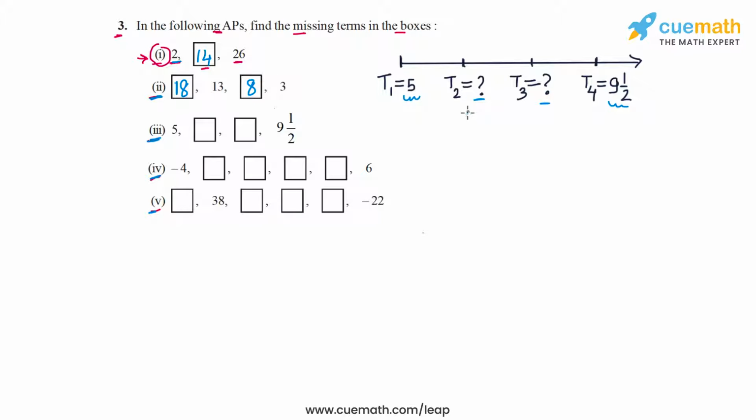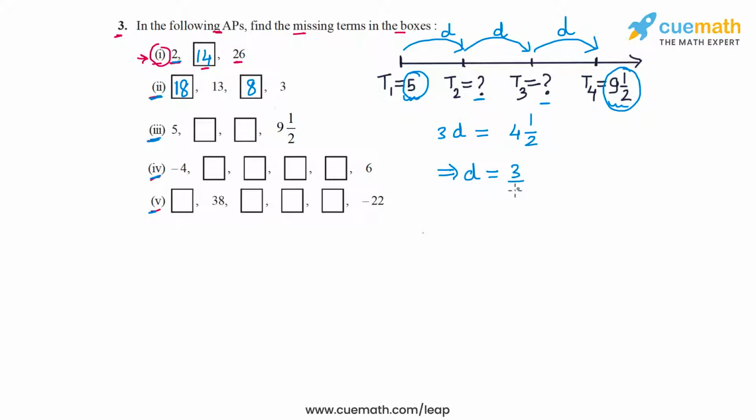So to find the common difference, we observe that to go from the first term to the fourth term, we will have to make 3 jumps of the common difference. So 3 jumps of size d, and that will take us from the first term 5 to the fourth term 9.5, and that is a difference of 4.5. So 9.5 minus 5 is 4.5. So 3d, 3 jumps of d, is equal to 4.5. 4.5 is 9/2. So this means that d is equal to 3/2.